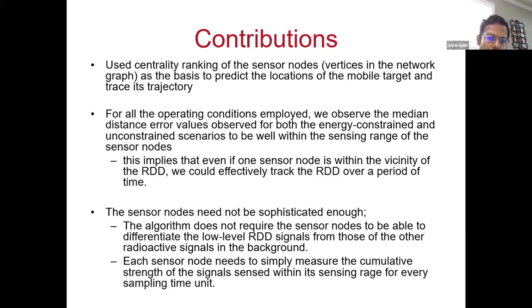And in order to deploy this in a sensor network, you don't need the sensor nodes to be sophisticated. We just need them to be able to differentiate the background signals from the RDD signals, so they need to be radioactivity capable. Other than that, they just need to sense the signal strength, add up the signal strength, and report that to the sink nodes. We don't need much complex processing at the sensor node. It's the sink node that's going to compute the eigenvector centrality and all these things, which is normally possible at a sink node.